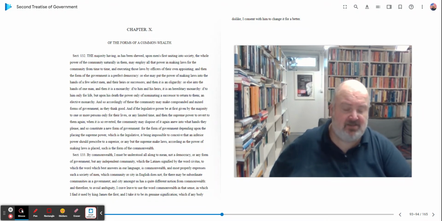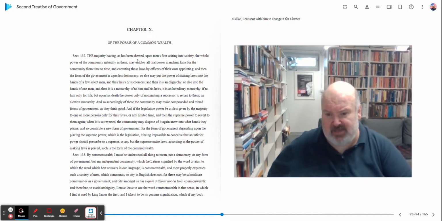this two-section text. The majority having, as had been shewed, upon men's first uniting into society, the whole power of the community naturally in them, may employ all that power in making the laws for their community from time to time, and executing those laws by officers of their own appointing, then the form of government is perfect democracy. Or may else put the power of making laws into the hands of a few men and their heirs or successors, then it is oligarchy. Or else into the hands of one man, and then it's monarchy. And if to him and his heirs, it is hereditary monarchy.